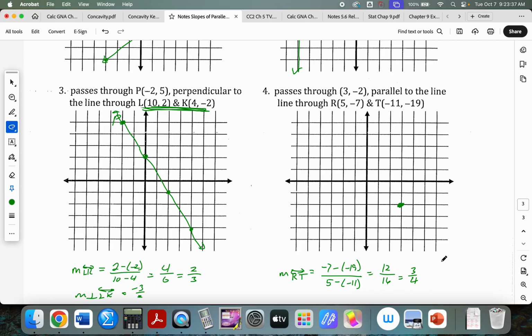So the slope parallel to RT is going to be what? Also 3/4. 1, 2, 3, 1, 2, 3, 4. Barely fits on there. But I can also go down 3 and to the left 4. And that'll be on the same line.